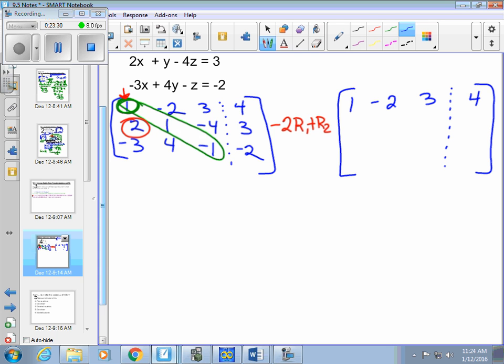And then I'm going to do what this says all in my head and put the result in row 2. So -2 times 1 is -2 plus 2 is 0. -2 times -2 is 4. 4 plus 1 is 5. -2 times 3 is -6. -6 plus -4 is -10. -2 times 4 is -8. -8 plus 3 is -5.